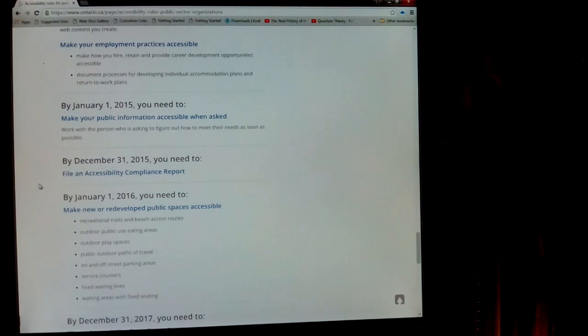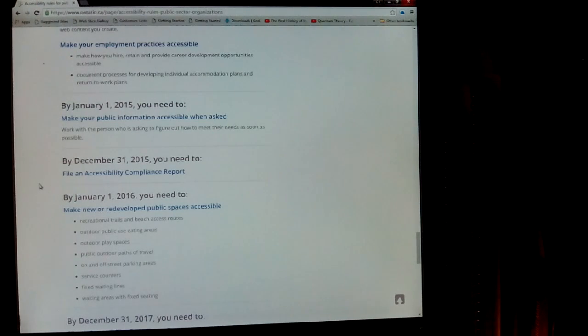So there you go. By January 1st, 2015, you need to make your public information accessible when asked. So I asked for the disability coordinator. That was May 1st, 2015. Again, Waterloo Regional Police, who handle the front kiosk at the Waterloo Regional Courthouse, have stated time and time again that it is not their job.